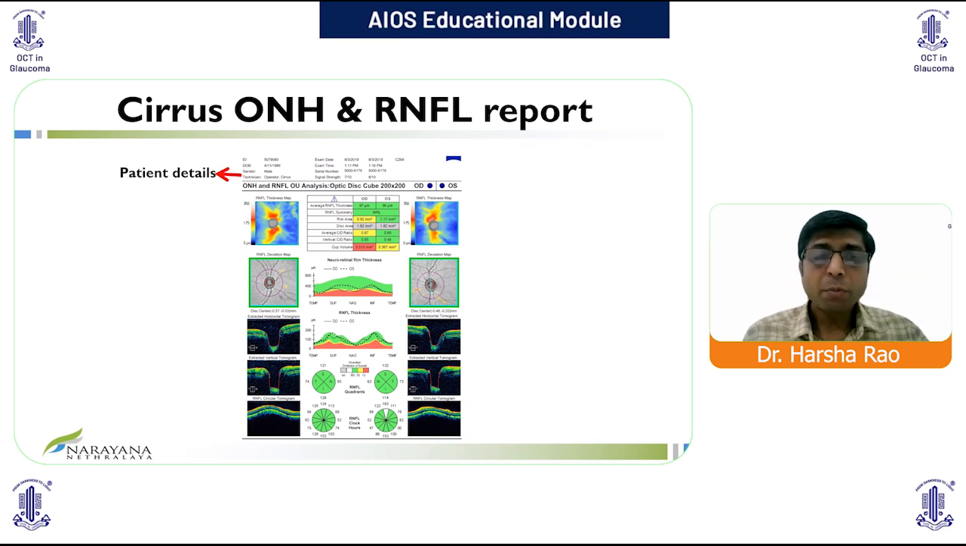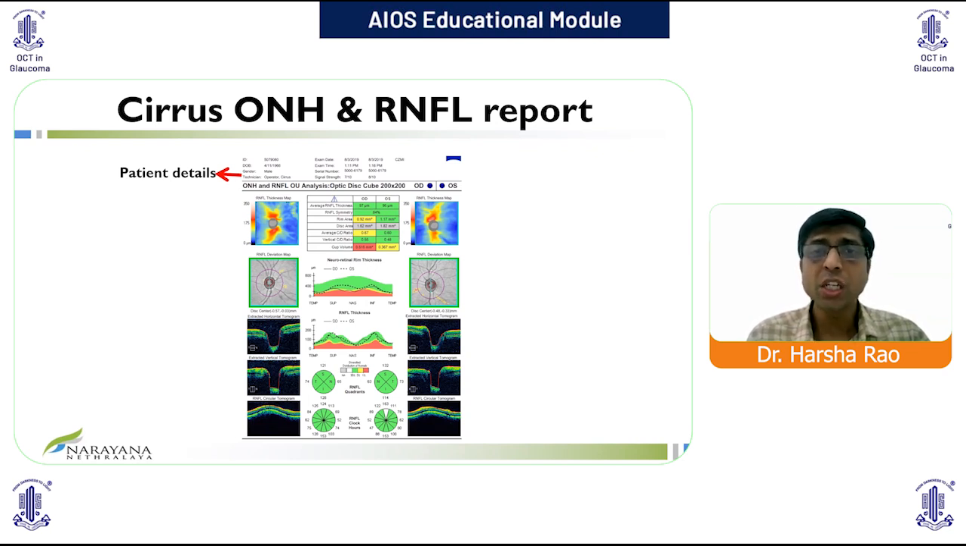The interpretation of the report starts from looking at the patient details. The important things to note here are the visual fields and the date of birth, because the structural parameters of OCT on these reports are compared with age-matched reference database.